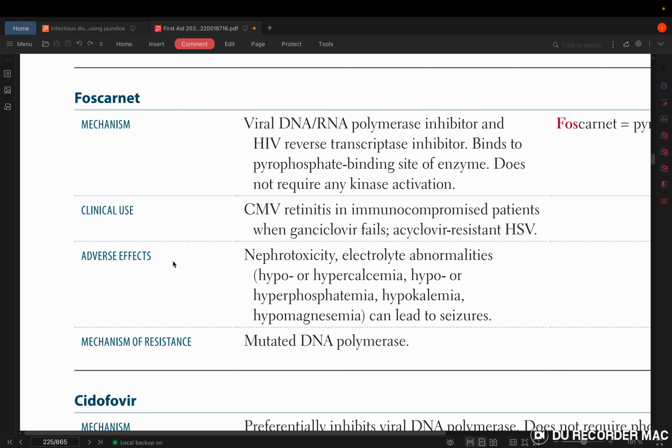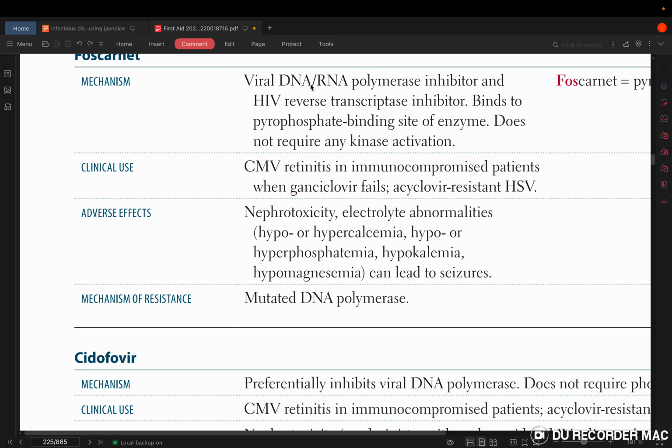What I mean by funny is that it can lead to literally anything, so you don't have to memorize any of them. I love when this happens. Basically it can lead to hypo- and hypercalcemia, hypo- and hyperphosphatemia, hypo- and hyperkalemia, and hypomagnesemia. Since it can lead to all of these, you don't have to memorize them. But you need to know that the electrolyte problem can lead to seizure. This is actually important. You don't need to know which one it is.